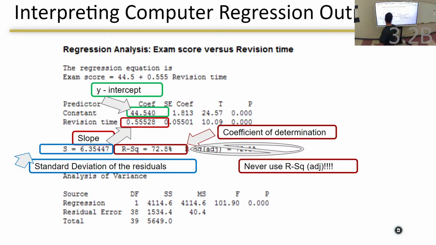Okay, so the y-intercept comes from this coefficient. It will always line up to the constant. So where those two meet will always be the y-intercept. And where the coefficient lines up with whatever variable that is will always be the slope.